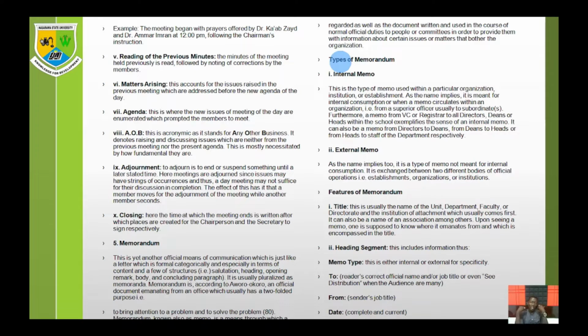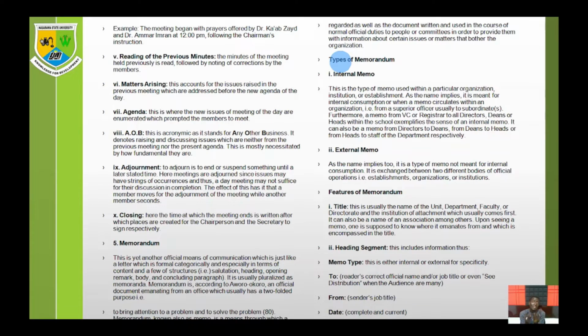It's just to send them notice of what they have to do. So this is called a memo. And one memo can serve more than one person, unlike a letter. A letter is either to this person or to that person, but one memo can serve different people. And this is why in the heading segment, when we mention "To", we can say "See distribution".